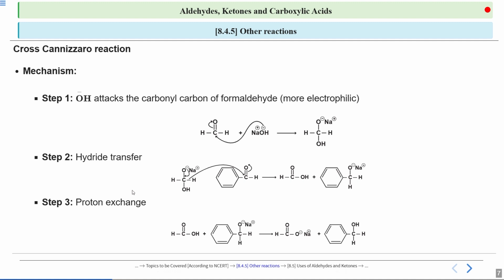Whereas this reaction, you can see, involves a proton exchange. So these are the 3 steps which happen in the cross-Cannizzaro reaction. I hope this is clear now.